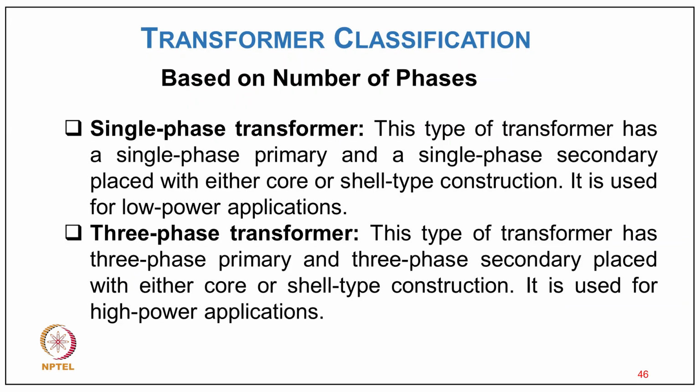Now coming to the classification based on the number of phases, you can have a single phase transformer. This type of transformer has a single phase primary and single phase secondary placed with either core or cell type of construction, and it is used for low power application. And the 3-phase transformer has a 3-phase primary and 3-phase secondary placed with either core or cell type of construction, and it is used for high power application.